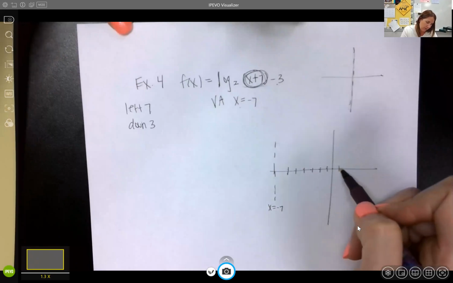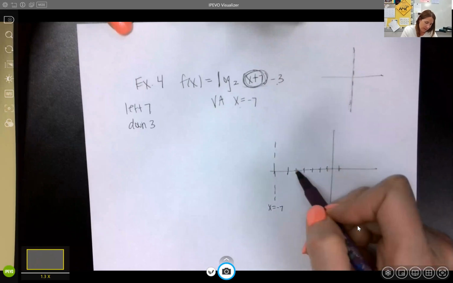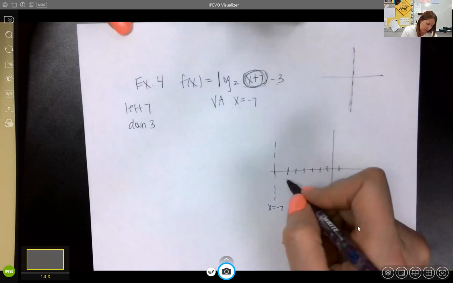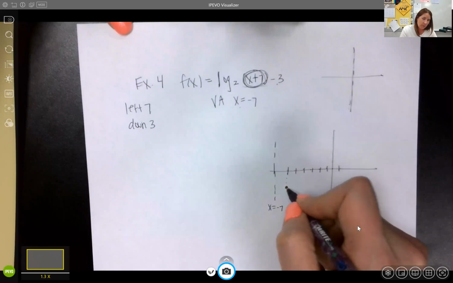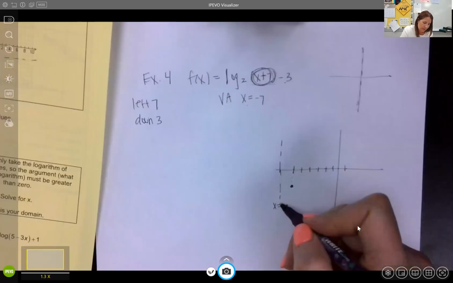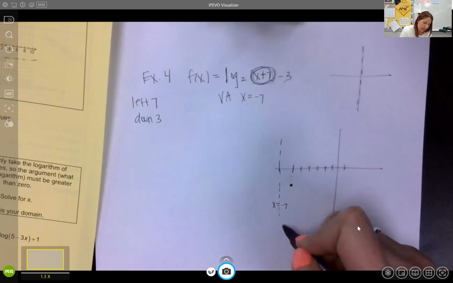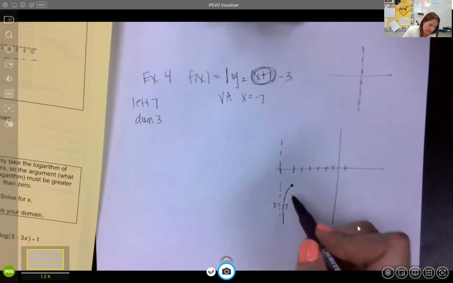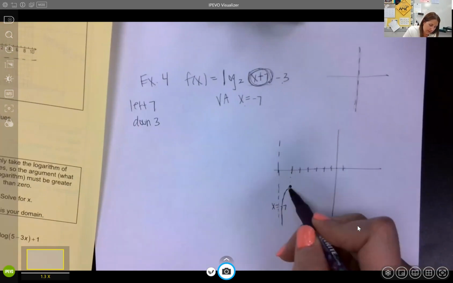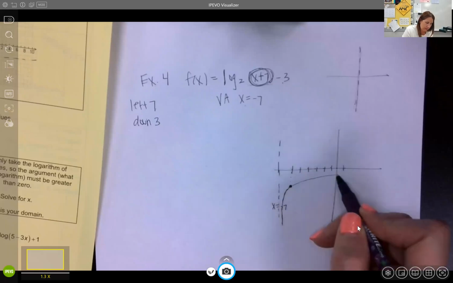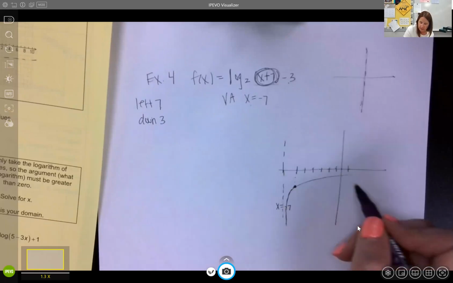1, 2, 3, 4, 5, 6, 7. And then I'm going to go down 3. So this is our point of origin, or our starting point. Okay, and then remember, with a log graph, it looks like an upside down L. So this is going to be our leg that comes down. And then this is going to come, and it goes slow. And it will cross eventually, but it's going to take a minute to cross.